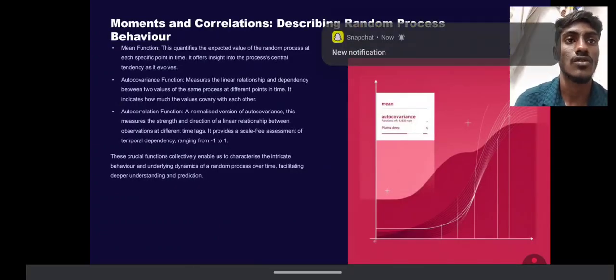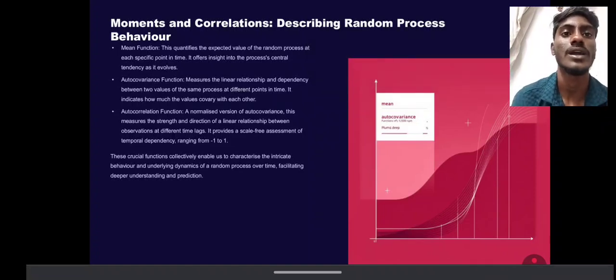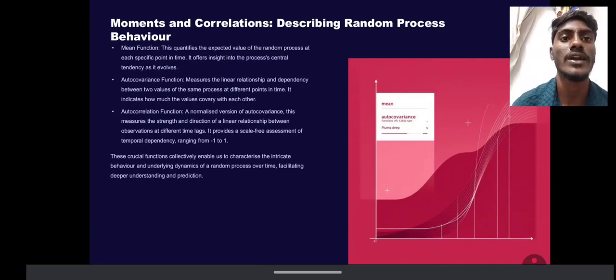Moments and correlations: describing random process behavior. The mean function quantifies the expected value of the random process at each specific point in time. It offers insight into the process's central tendency as it evolves.